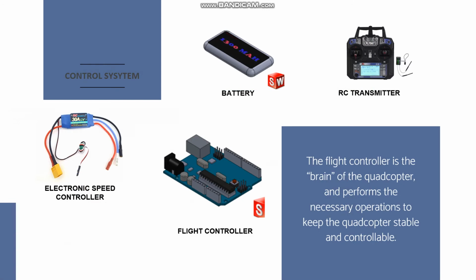Next, the battery provides electric power to the motor and all electronic components of the aircraft. Lithium polymer batteries are used almost exclusively because they have high specific energy. The radio receiver receives the radio signal from the RC transmitter and converts it into a control signal for each control channel: throttle, yaw, roll, and pitch.